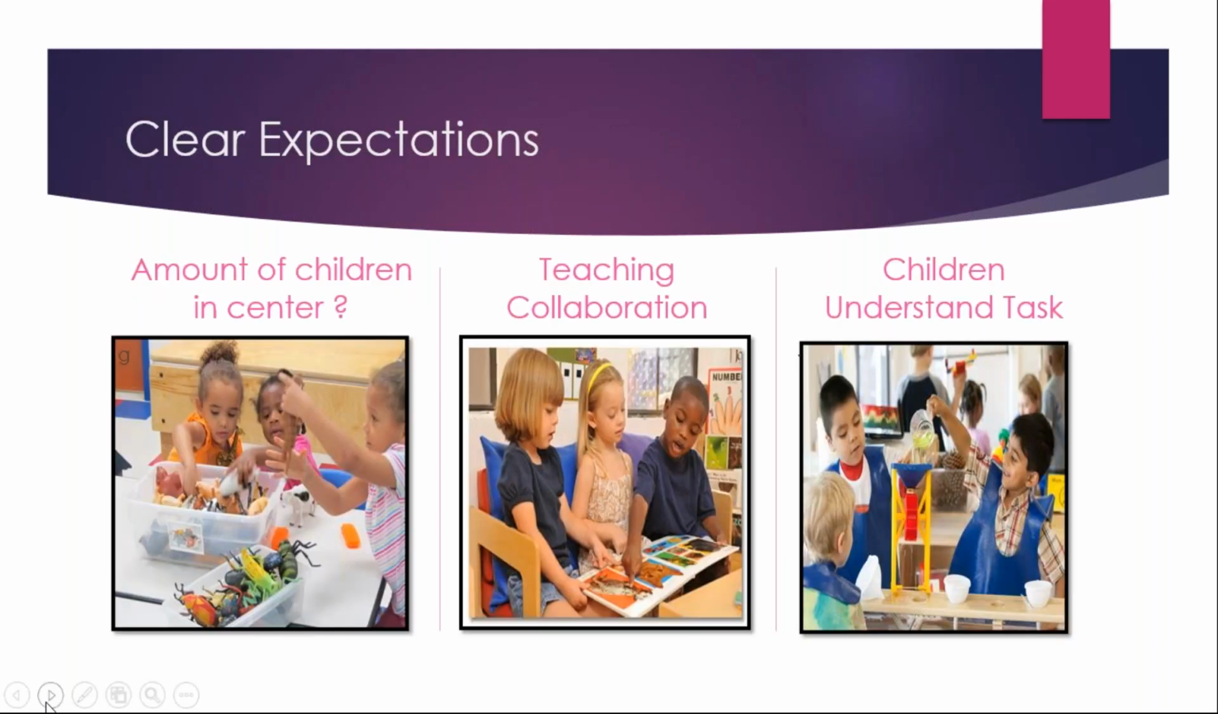So here is a display of pictures that's created on what's taking place, the amount of children in the center, teaching collaborations, and then using children to make sure that they understand the task. Students in these pictures are all actively engaged, and we can assume that the teacher provided clear expectations to the students. When considering engagement with students, we want to make sure we provide choices and we prepare for alternative activities.